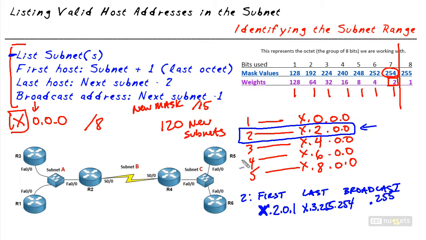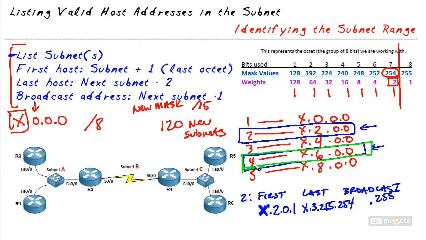Let's do one more. Let's do it for subnet 6 right here, which is our 4th subnet. And what I would like you to do is pause me right now. I'd like you to write out what is the first valid host for this 4th subnet, and what is the last valid host, and what is the broadcast, using the same exact process that we just went through together. So pause me right now. When you're done, unpause me, and we'll compare notes.